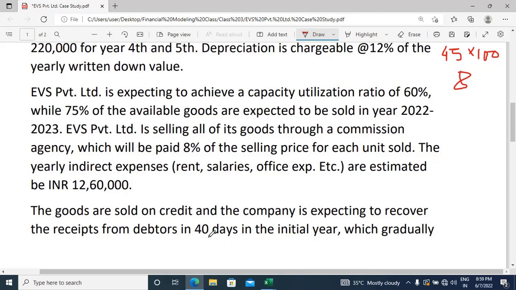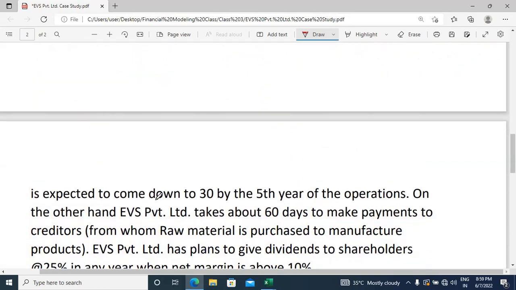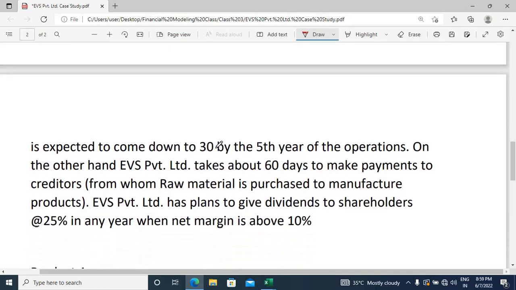So 40 days is the debtors period, which gradually is expected to come down to 30 by the 5th year of operations. So after doing business for 5 years, this debtors days will come down to 30. Our company EVS Private Limited is expecting this. So on the other hand, EVS takes about 60 days to make payments to creditors from whom raw material is purchased to manufacture the products.